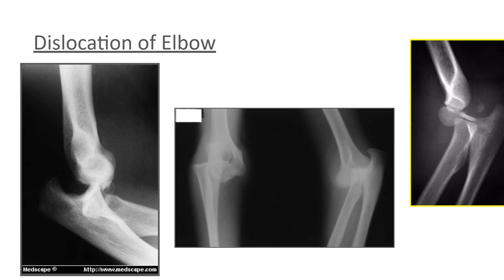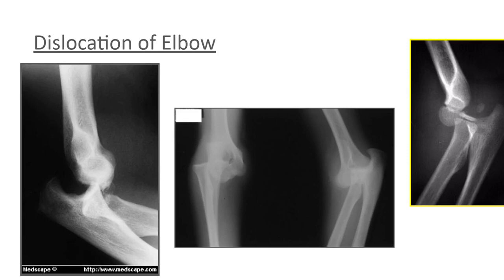I want to introduce you to a type of dislocation called a nursemaid's elbow. A nursemaid's elbow is a common injury of early childhood, and it's sometimes referred to as pulled elbow because it occurs when a child's elbow is pulled and then partially dislocates. By the way, the term for a partial dislocation is called a subluxation. Subluxation.